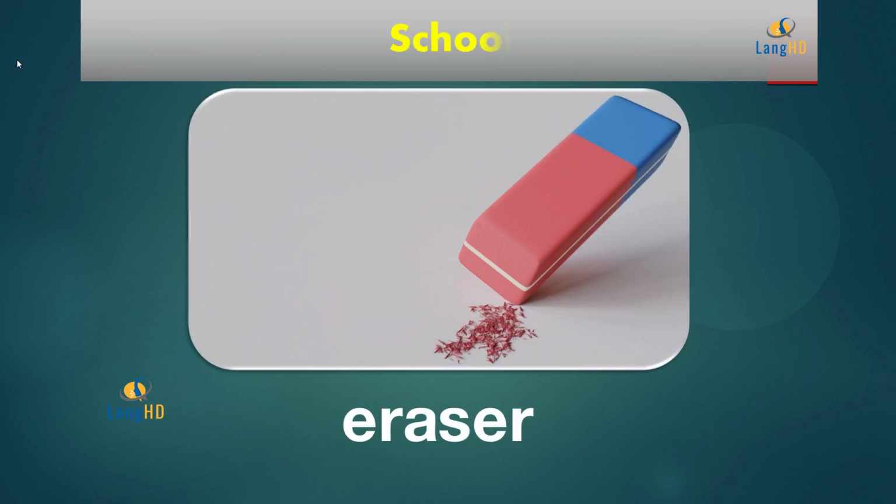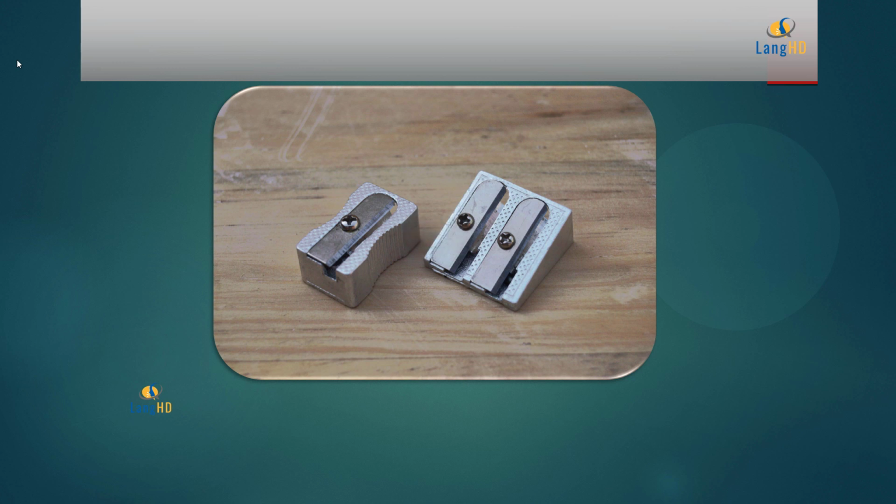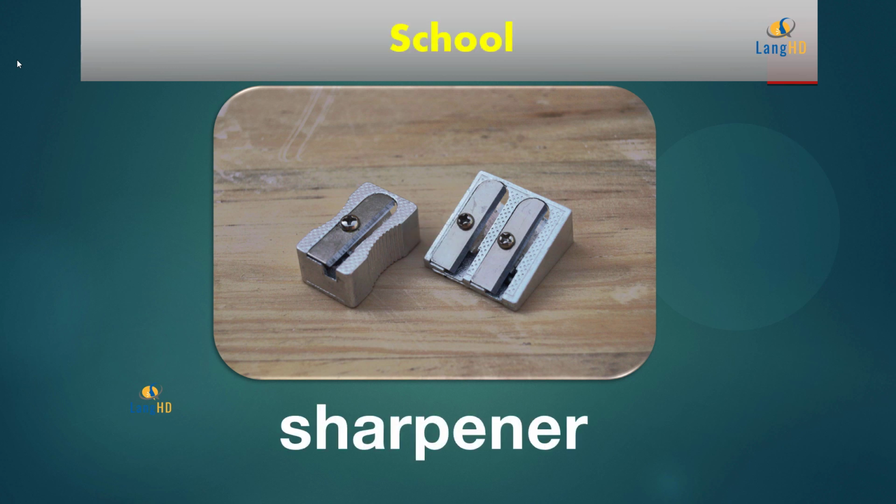Eraser. Erasers are used to remove mistakes made with pencils. You can find different types of erasers, such as rubber and kneaded erasers. Rubber erasers are used for general erasing, while kneaded erasers are used for delicate work and can be shaped to suit your needs. Sharpener. A sharpener is a device used to sharpen pencils.